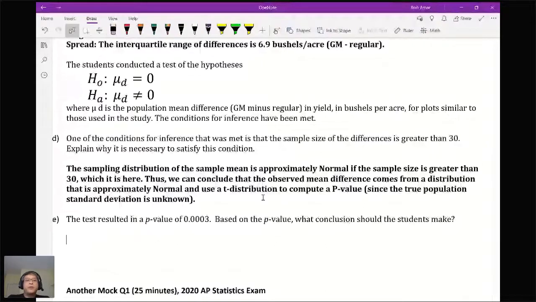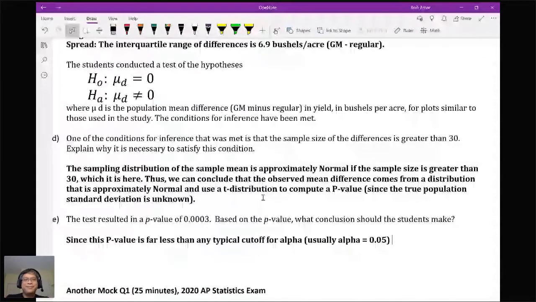Finally, the test resulted in a p-value of something very, very small. Since this p-value is far less than any typical cutoff for alpha, which is usually 0.05, and by the way, they have a typing guide for symbols like this. I think if you just write alpha, you're probably fine. The students should reject the null hypothesis.